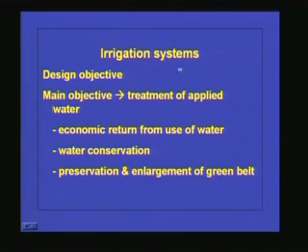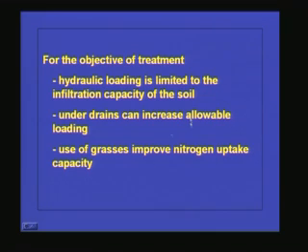And when we go for these irrigation systems, what are the design objectives we have to consider? The main objective is the treatment of applied water. How much treatment we can provide, because that is very, very important. Another is the economic return from the use of water. The third is the extent of water conservation we are achieving, and the extent of preservation and enlargement of the green belt possible.